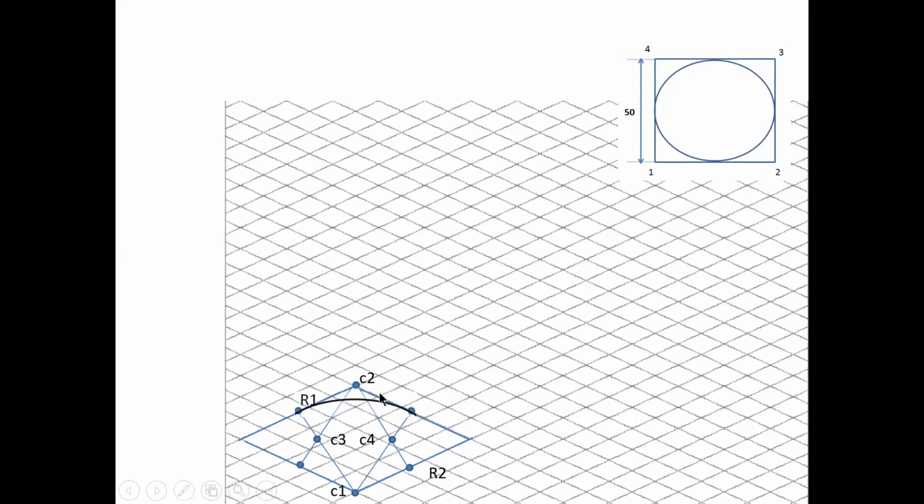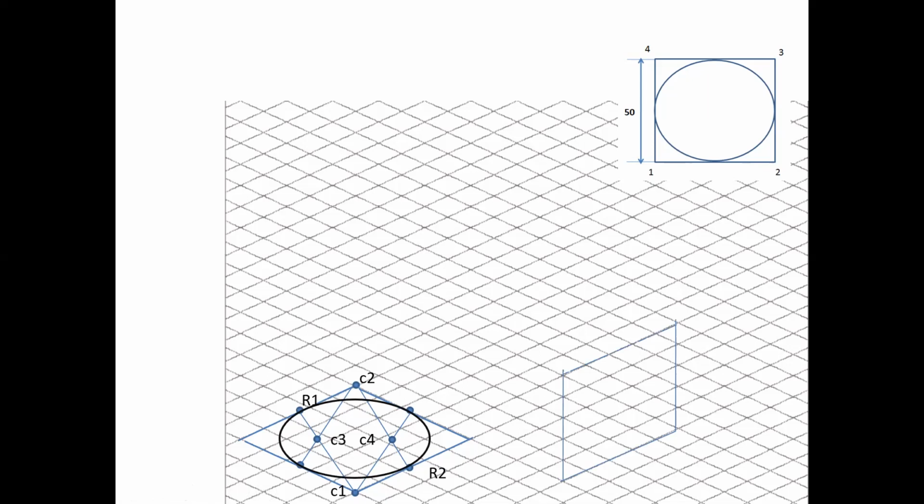Then with C2 as center and R2 as radius, draw one curve. Similarly, with C3 as center, R1 as radius, draw one curve. C4 as center, R2 as radius, draw one more curve. So this is how you can draw a circle in its isometric view. Similarly, we can draw the circle vertically.